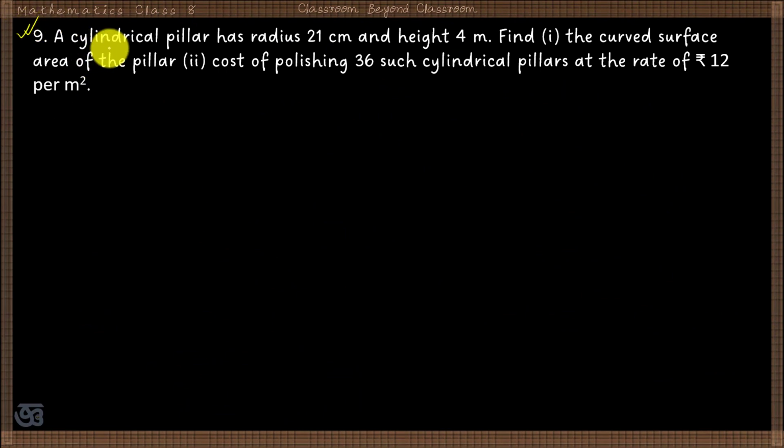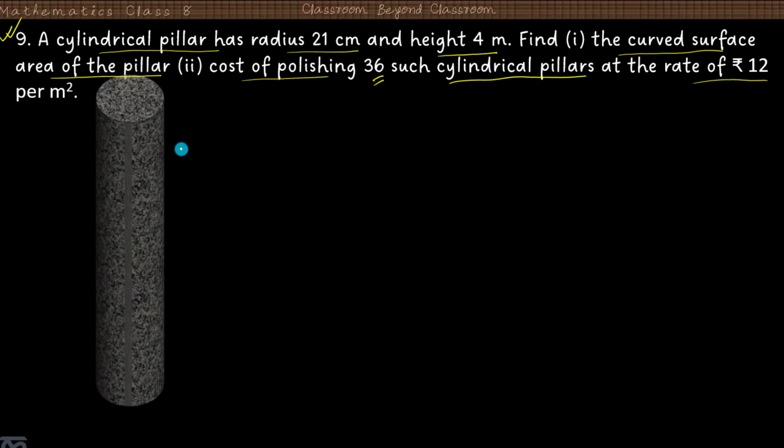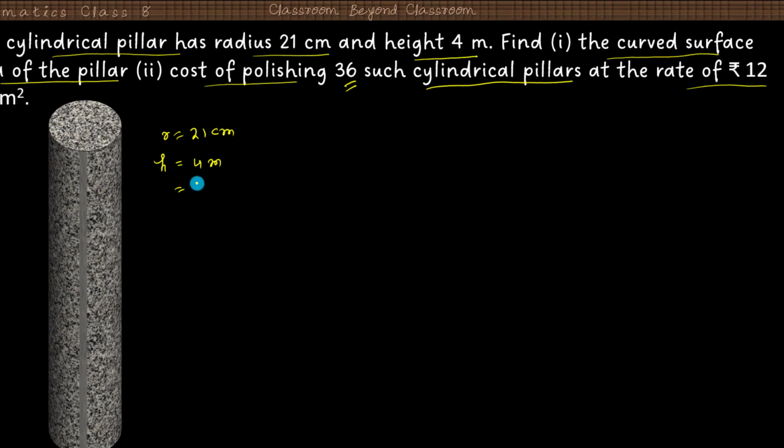Question number 9. A cylindrical pillar has radius 21 centimeter and height 4 meter. Find the curved surface area of the pillar. Number 2. Cost of polishing 36 such cylindrical pillars at the rate of rupees 12 per meter square. So the pillar has the radius of 21 centimeter and height of the cylindrical pillar is 4 meter, and this is equal to 400 centimeter.